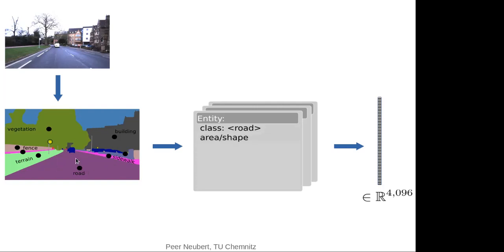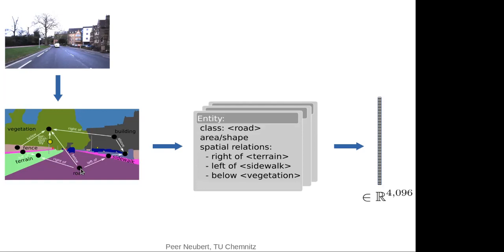And very importantly, they have those spatial relations. So for example, the road is right of terrain and left of a sidewalk and below vegetation. And finally, we also want to encode somehow the appearance of this road and all the other semantic entities.